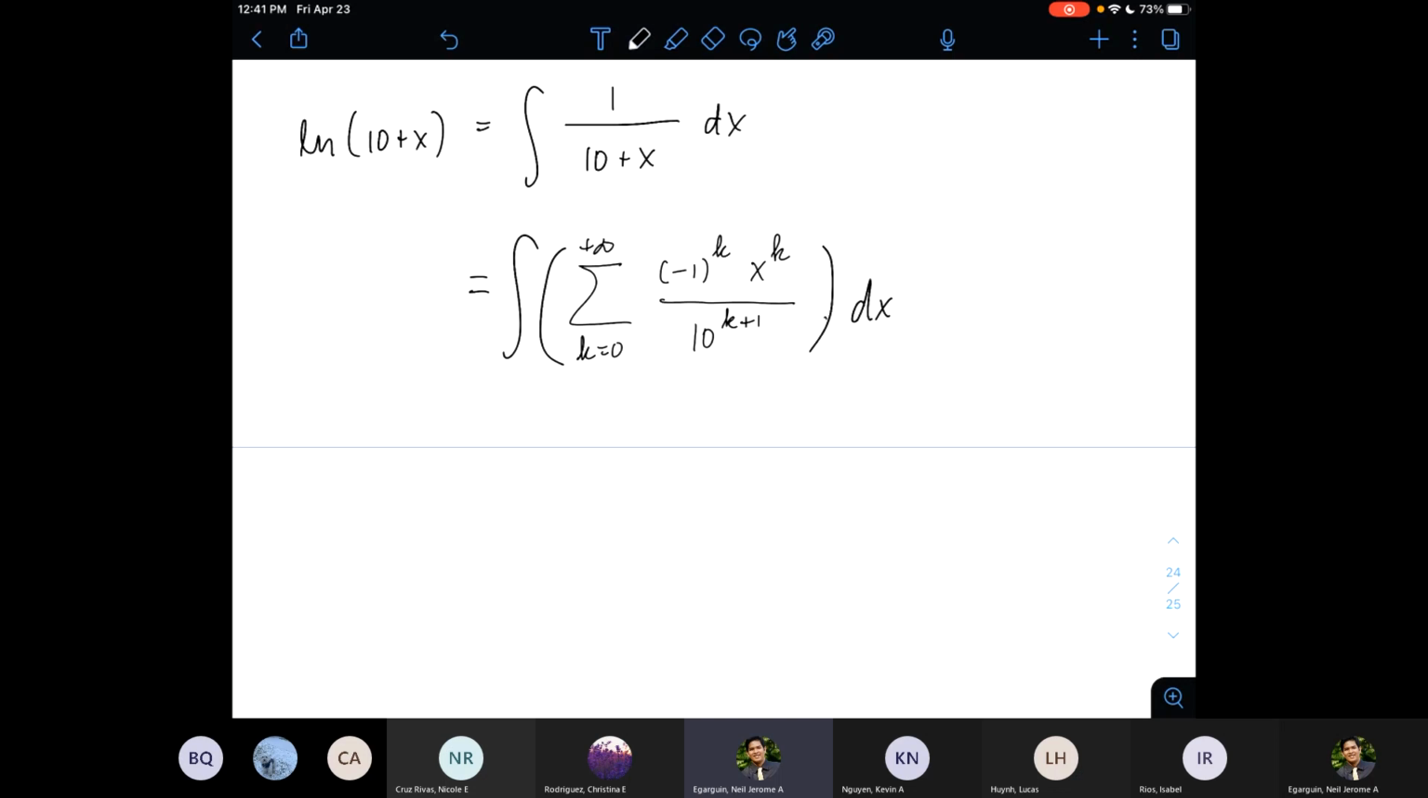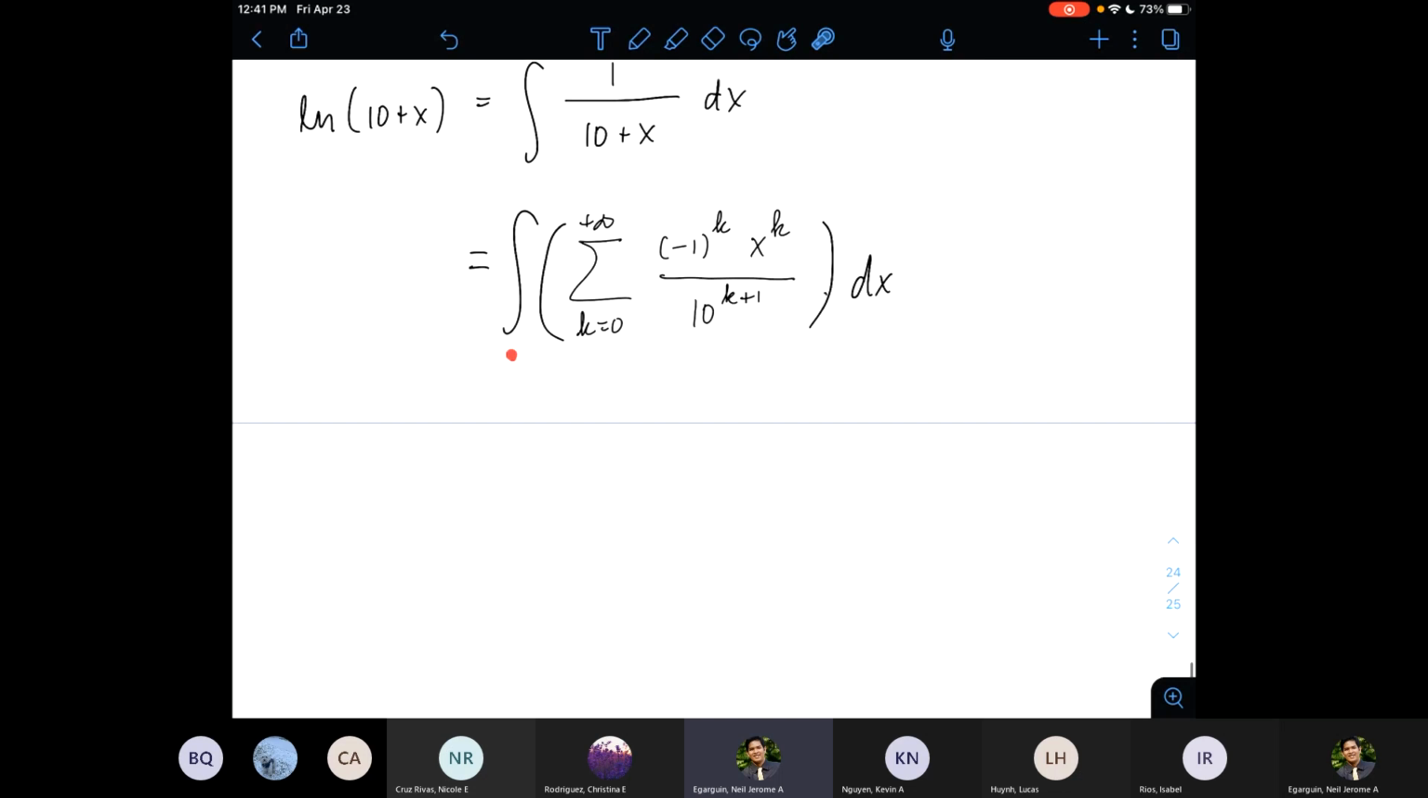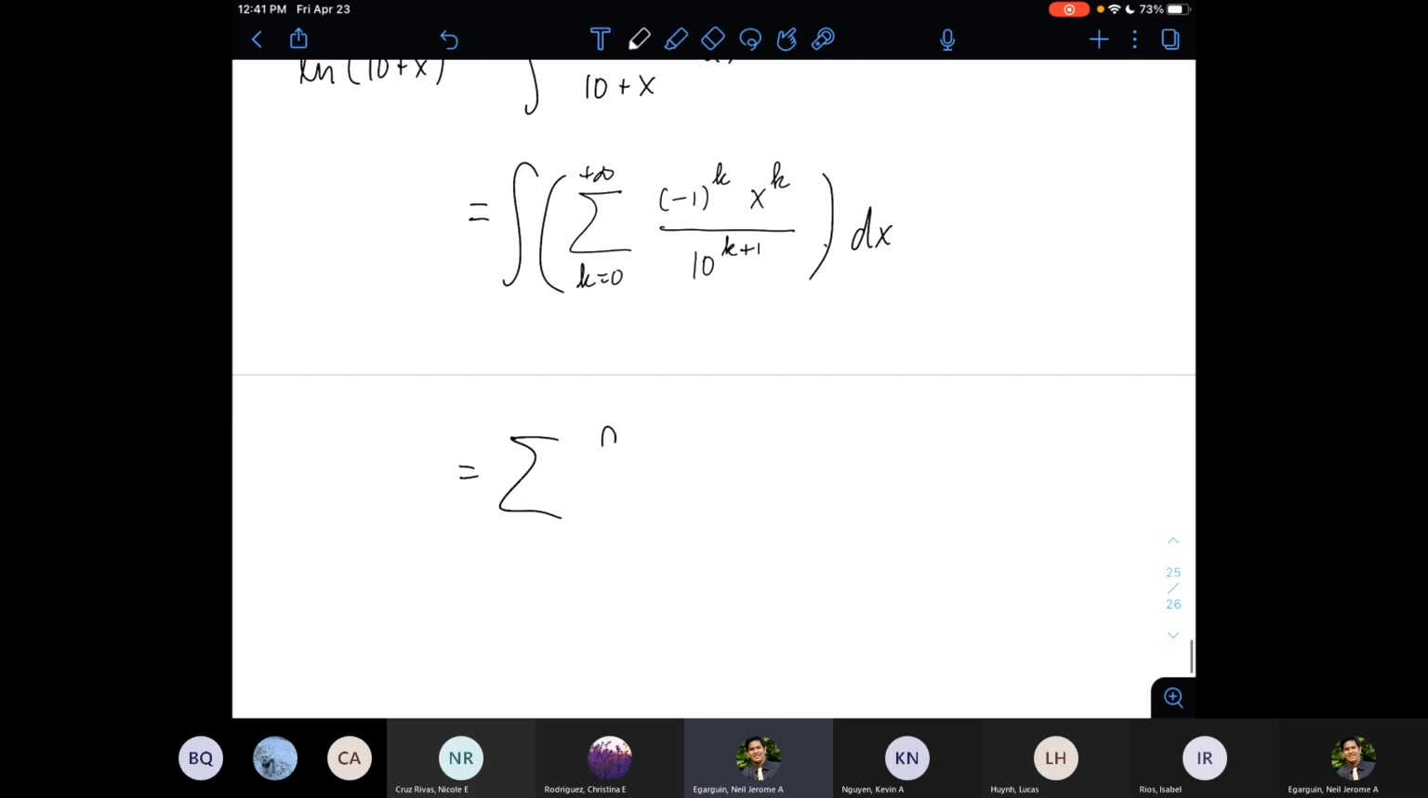Well, for x's in the interval of convergence, the series is absolutely convergent. And when your series is absolutely convergent, you can interchange the integration and the summation. So instead of integrating a series, we can instead take the sum of integrals.